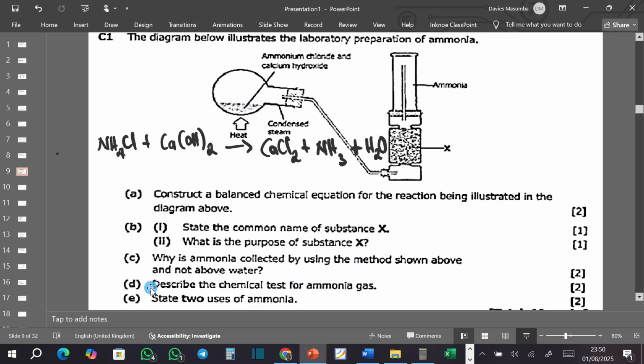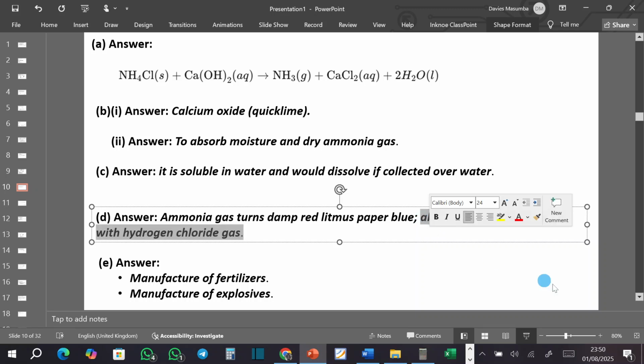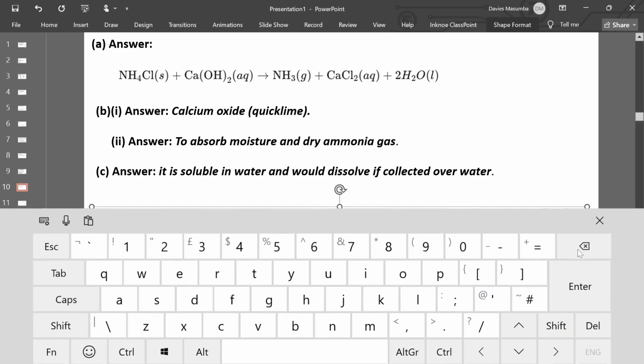Then D, describe the chemical test for ammonia gas. So in describing, we say ammonia gas turns red litmus paper blue. Ammonia gas turns damp red litmus paper blue. It also produces white smoke with hydrogen chloride gas. Okay, so the main one is actually the first one. That's the main answer there.